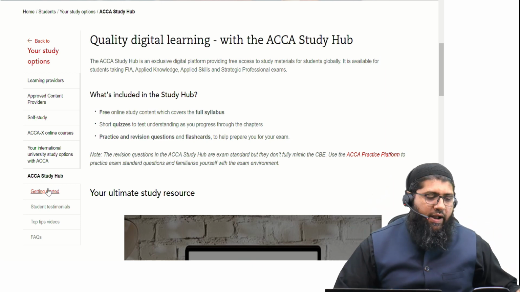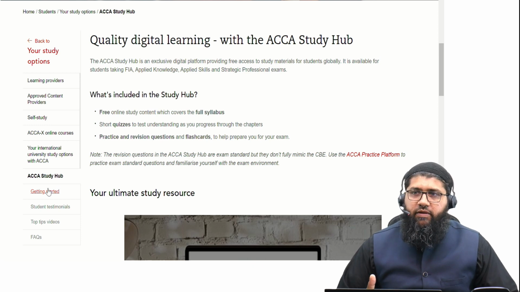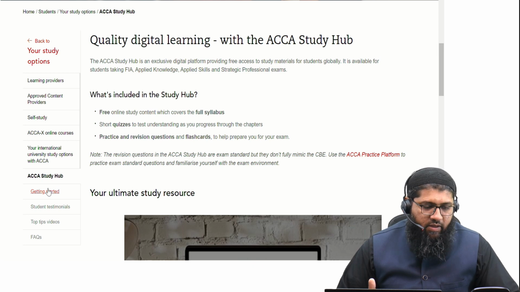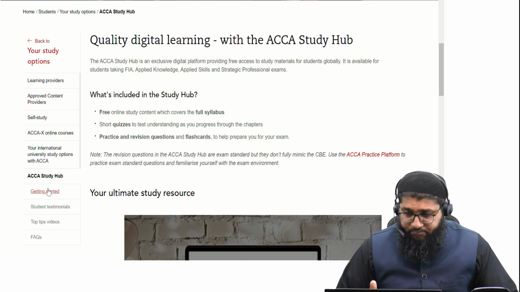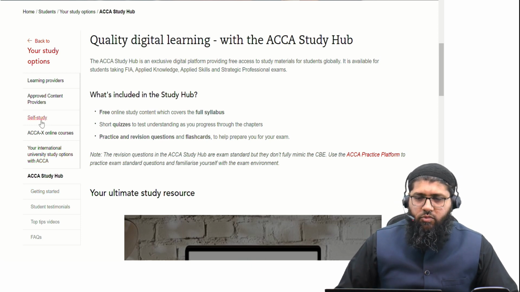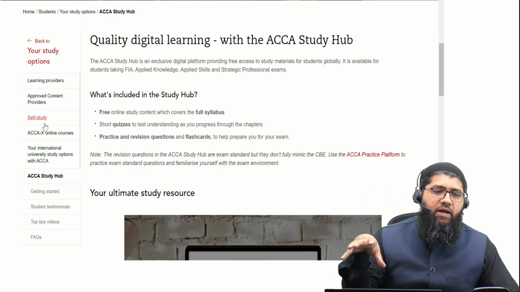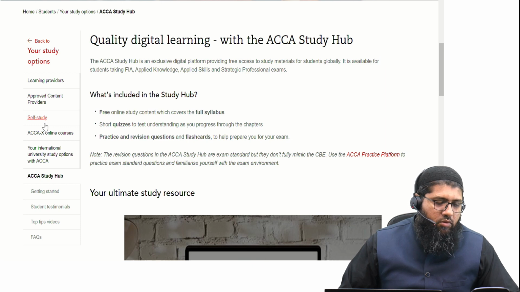Yes, Nusrat, I do the CBE practice, the computer-based examination practice. It's the computer-based examination platform that ACCA has introduced. So we do that practice just to ensure that we are ready for the examination, because that's a specific platform that ACCA has given so that you can have an idea of what the format of the examination is going to be, right?